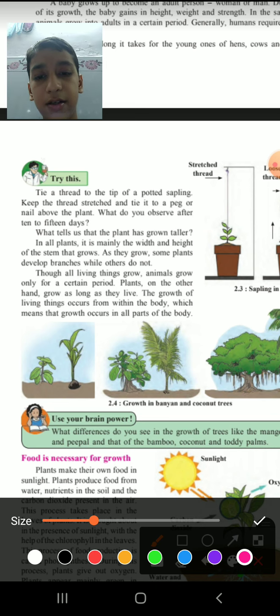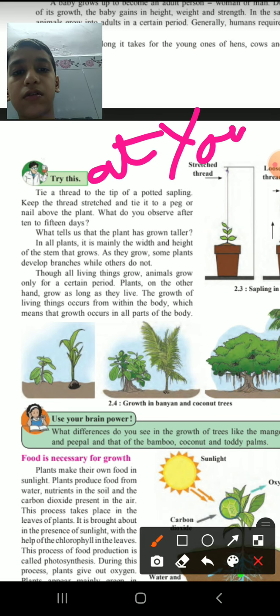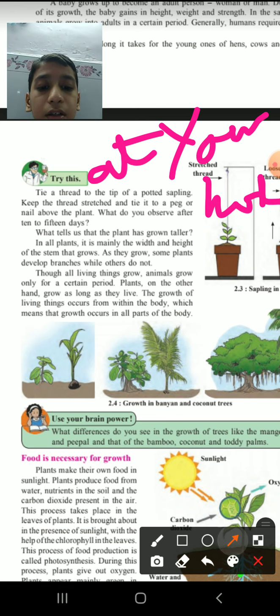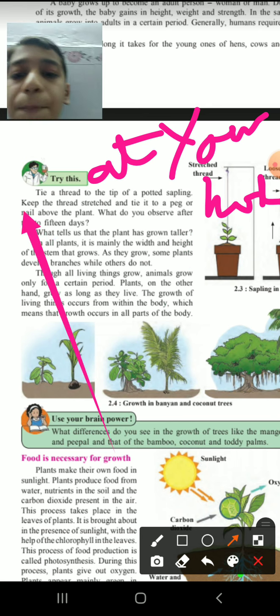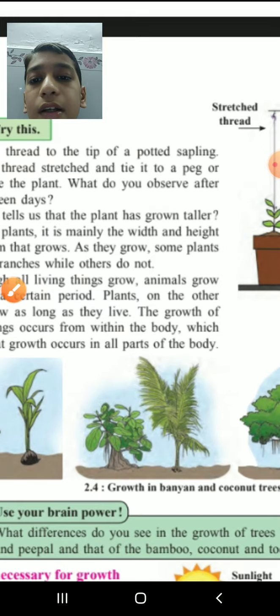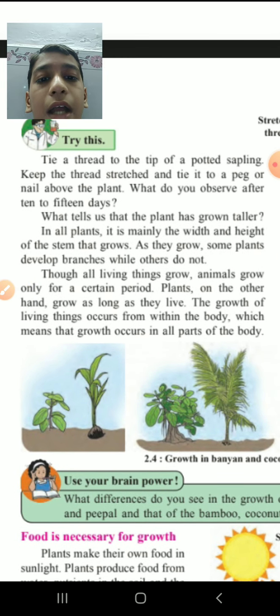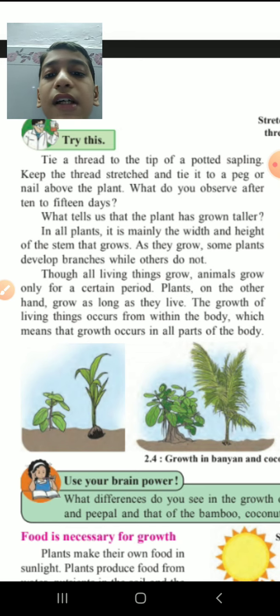Tie a thread to the tip of a potted sapling. Keep the thread stretched. Tie it to a peg or nail above the plant. What do you observe after 10 to 15 days? What tells us that the plant has grown taller?